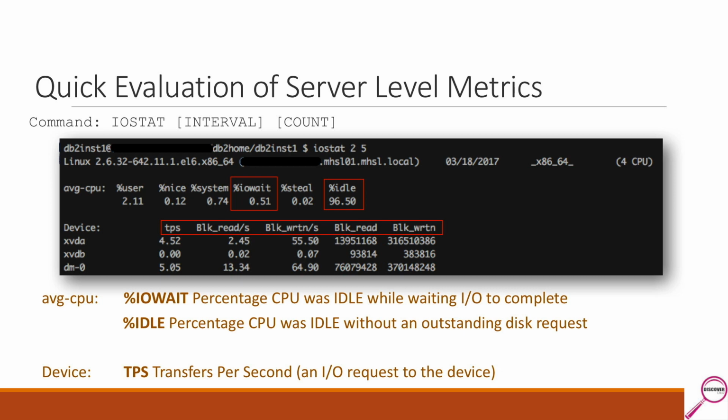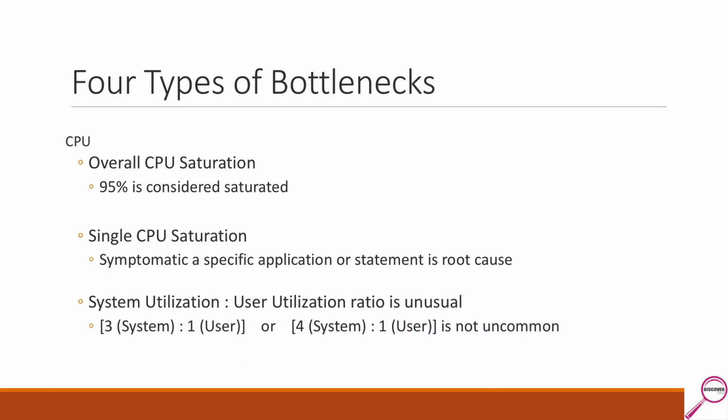But you would want that in context of historical information. The next bottleneck is going to be at the CPU level, and this could be CPU saturation for all of the CPU or just a single part of the CPU. And this can be misleading when you see it for the first time on a server.